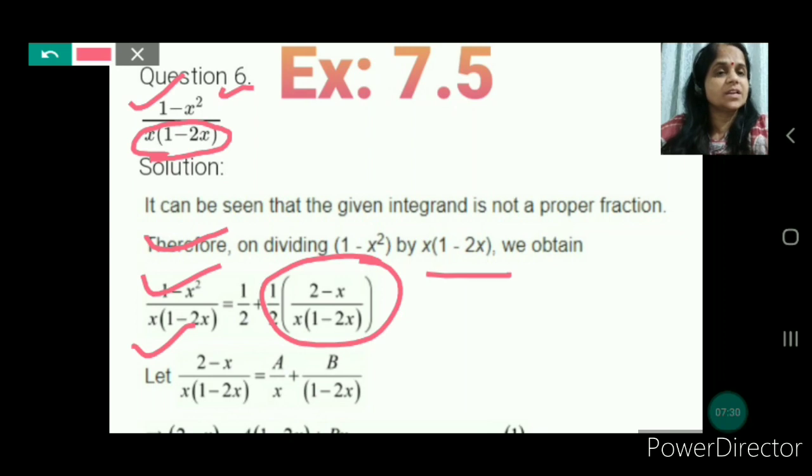It means, students, you have to reduce the power of the numerator first, then the denominator. Now see, in this term the power of x is 1 and in the denominator the power of x is 2. Then only this method will be applicable. So now it is (2 minus x) by x into (1 minus 2x). You will get a by x plus b by (1 minus 2x).